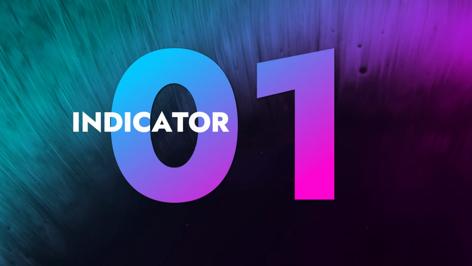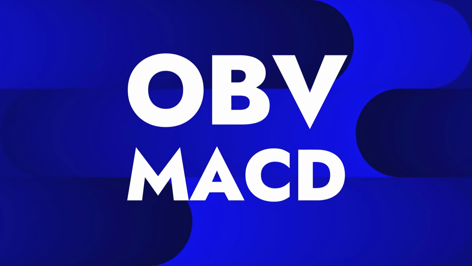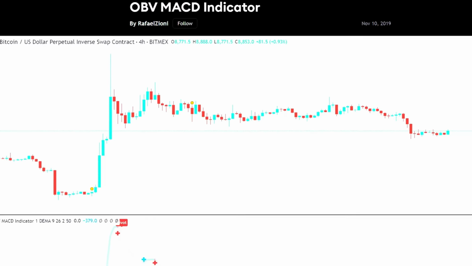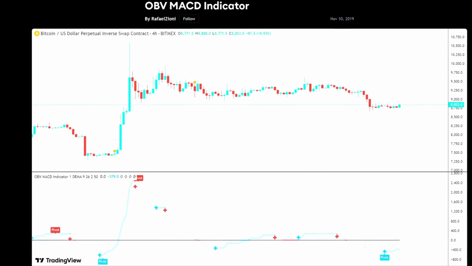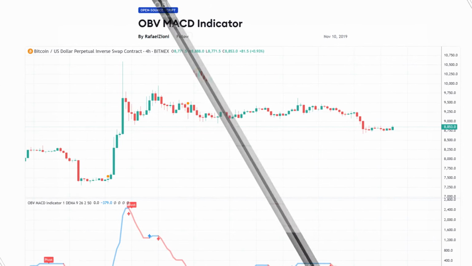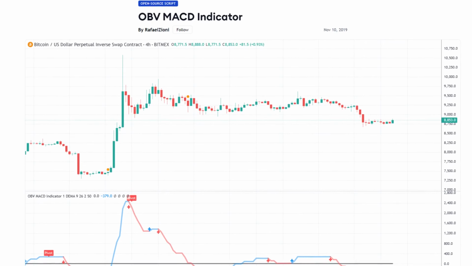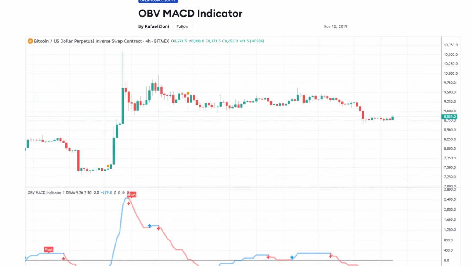Now let's focus on adding the impressive OBV MACD indicator to your trading toolkit. This unique indicator combines the strengths of on balance volume, or OBV, and the moving average convergence divergence, or MACD, into one powerful tool, offering valuable insights into market momentum and volume.